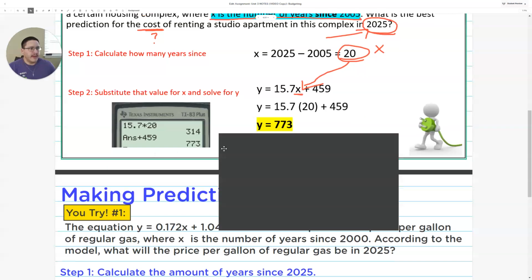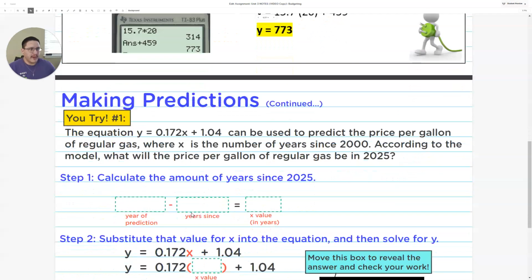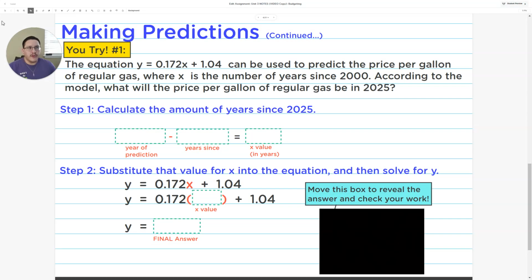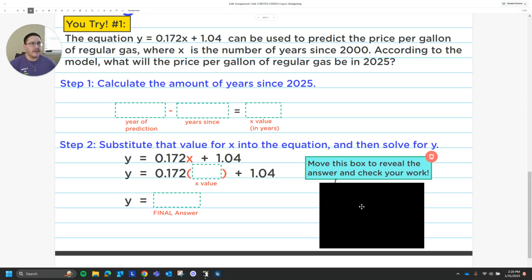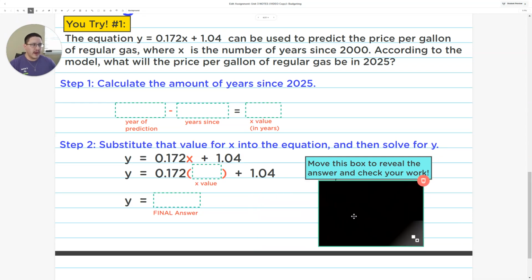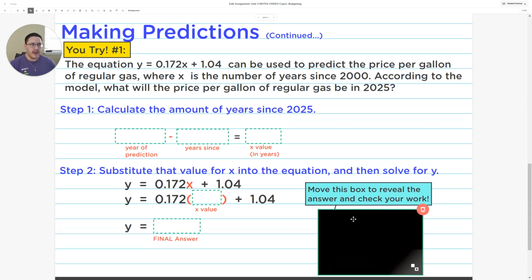All right, that's it for example 1. Let's look at You Try number 1. Those of y'all that are following along in Class Kick at this moment, I would like for y'all to pause the video, go through steps 1 and 2, and try to do this problem on your own. Move this box to check your answer and see if you did everything correctly. Otherwise, I'm going to continue on and show y'all how to do this.